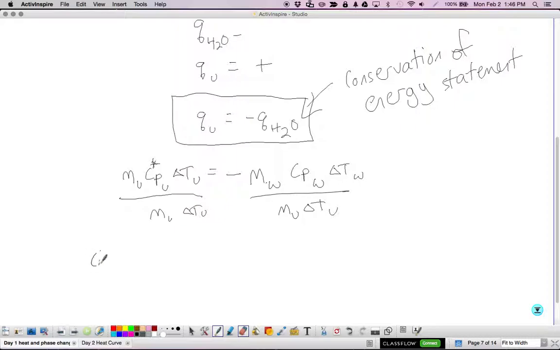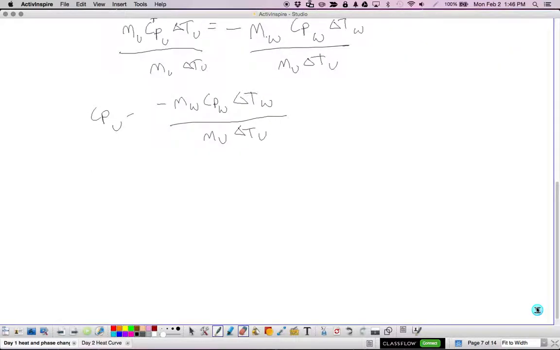So Cp of the unknown equals negative mass of the water, Cp water, delta T water, over mass of the unknown, delta T of the unknown. This is a very important point to get to, all right? This right here is probably worth 8 points on a problem. I need to see that you know what you're trying to do, okay? Now I can go back and I can start plugging in some numbers, okay? Don't forget that negative.